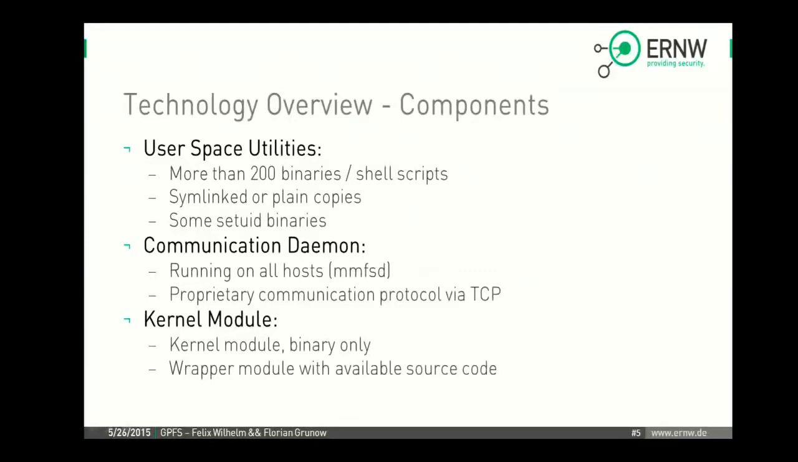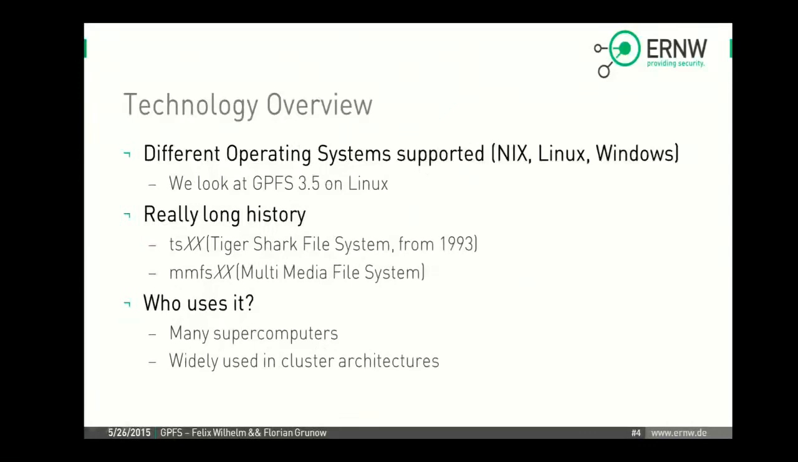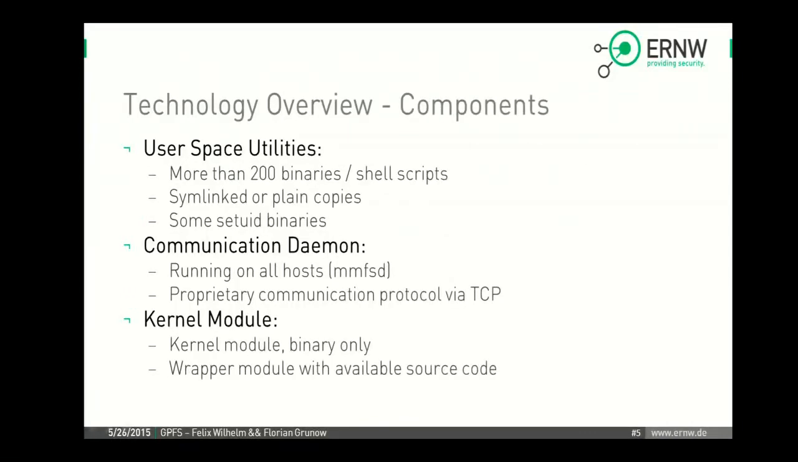We have basically this threefold structure. We have user space utilities. These are basically the ones that you've seen here. They start with TS or MMFS. There are more than 200 of these binaries on the file system. If you install GPFS, there are a bunch of shell scripts lying around, and basically most of them are just symlinked or plain copies of a handful of binaries. So when you start the binary, it starts to detect what its own name is, and then it starts to do something. Some of them are set UID, which makes them a prime target for a local attacker. And this basically sums up the user space utilities.